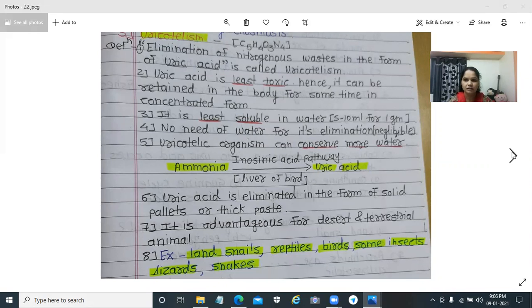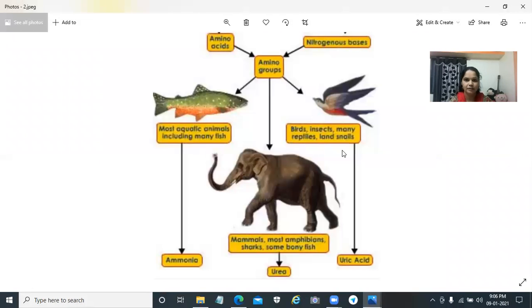Now there is one more example. Look at this photograph. Amino acids or nitrogenous bases are converted into the amino group, and then ammonia. Now this ammonia is highly toxic. So in the liver of aquatic animals, terrestrial animals, as well as birds, this ammonia gets converted into a less toxic substance.